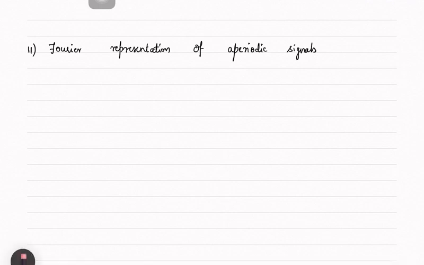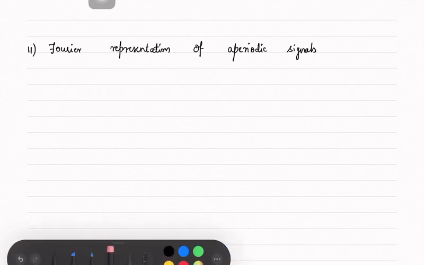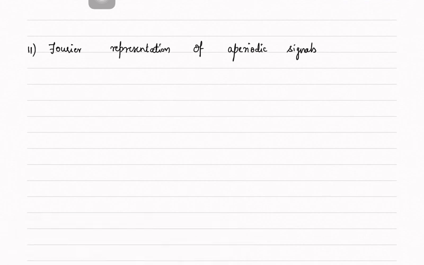Okay, so I'm going to develop a Fourier representation of aperiodic signals. Now I'm going to start with the same thing that I did in the previous session. So I'm going to take a periodic signal.